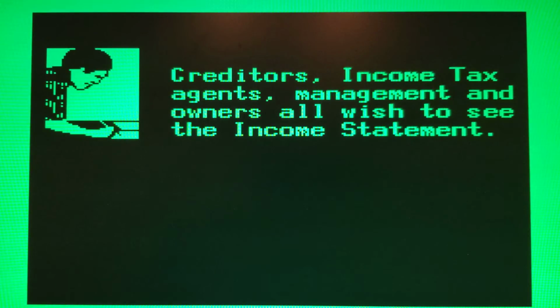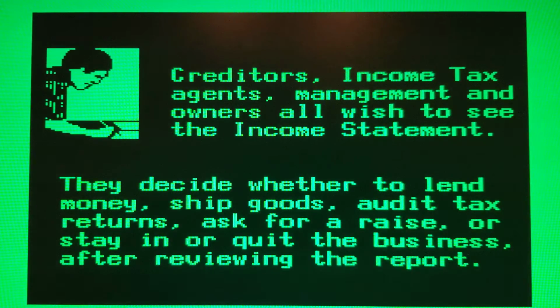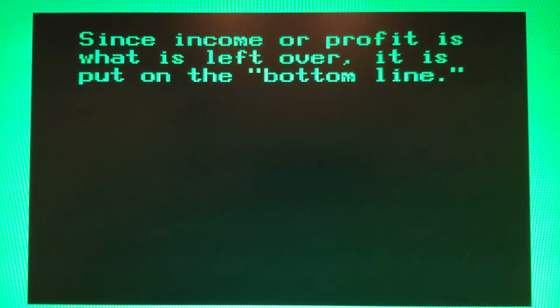Creditors, income tax agents, management, and owners all wish to see the income statement. They decide respectively whether to lend money, ship goods, audit tax returns, ask for a raise or promotion, or stay in or quit the business after reviewing the report. Since income or profit is what is left over, it is customary to put it at the so-called bottom line, an important position.